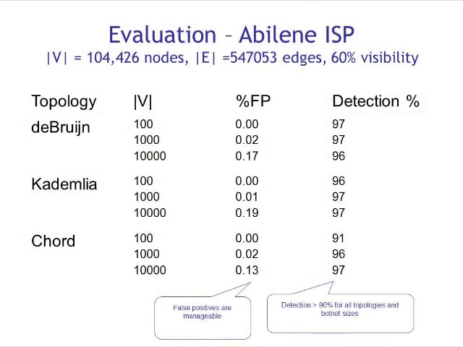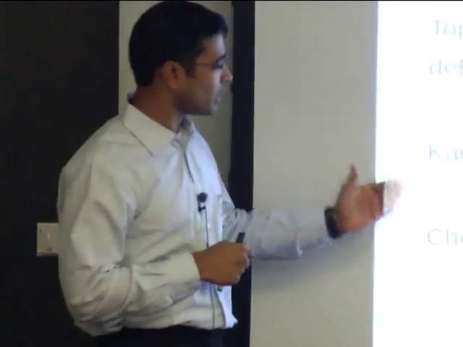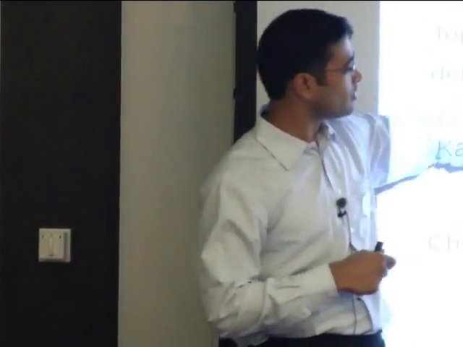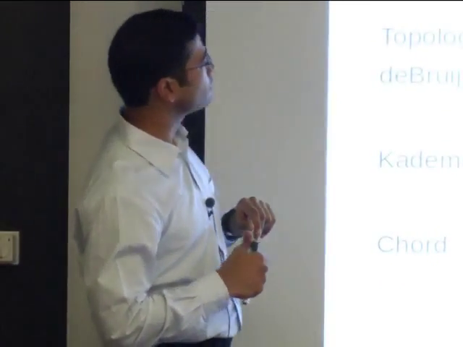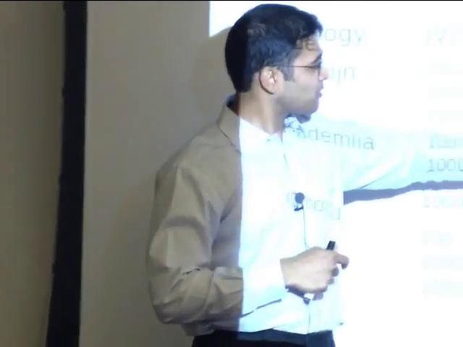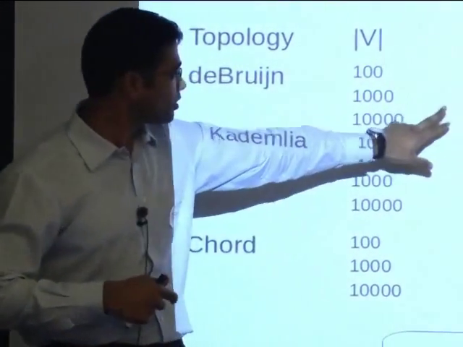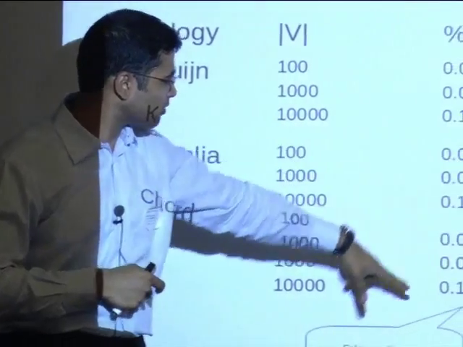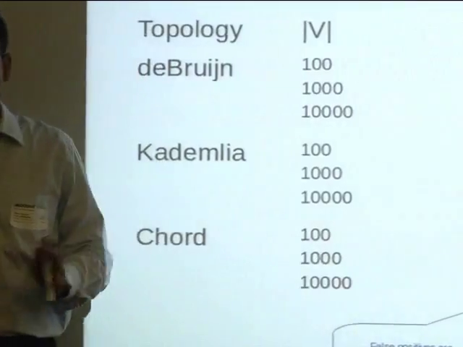Okay, so here's the result of the detection. There are three candidate graph topologies that we embedded. De Bruijn is one of the optimal expander graphs that we have. There's Kademlia and there's Chord, in different sizes. These are embedded from 100 to 10,000 nodes, so 10,000 is about 10% of the graph, and you can work out the other ones. The false positive ratio is about 0 for De Bruijn and 0.0 to 0.1 for the others. This means the false positive number is reasonably manageable, right?